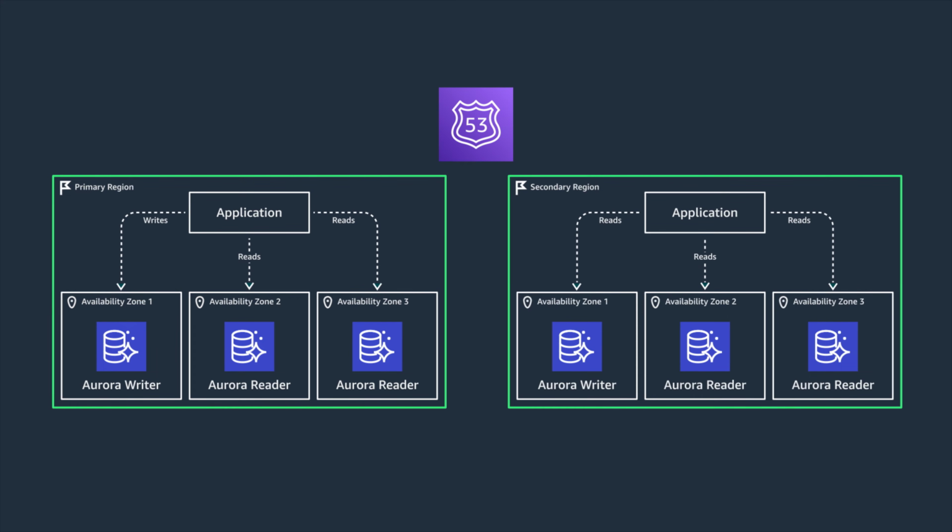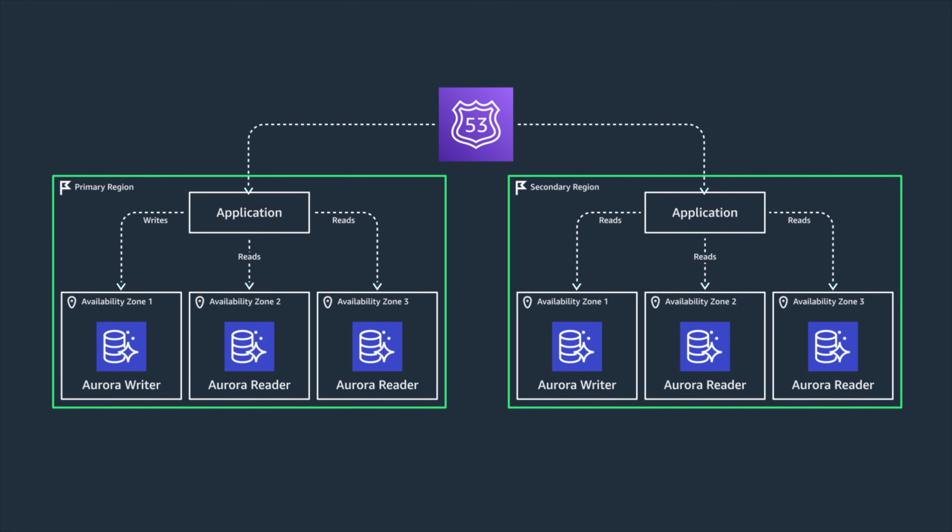Amazon Route 53, Amazon's domain naming service, has been created to point to the different and changing Aurora reader and writer endpoints, to minimize the amount of manual work you must undertake to relink your applications during a DR failover.